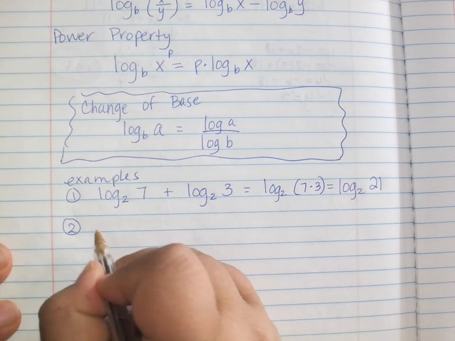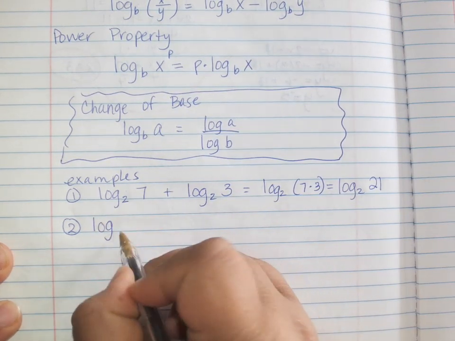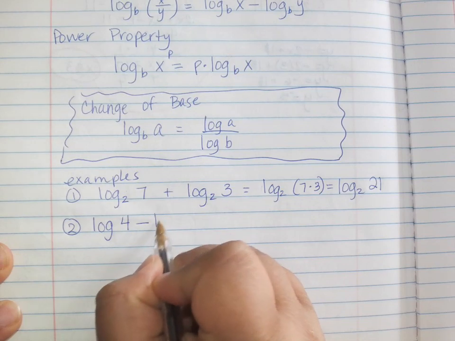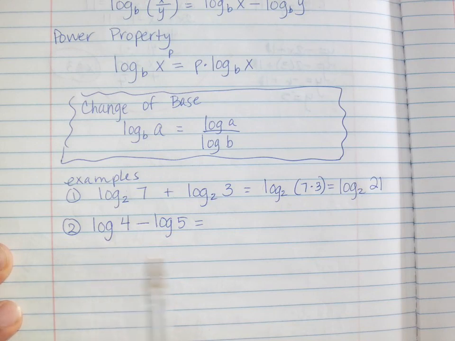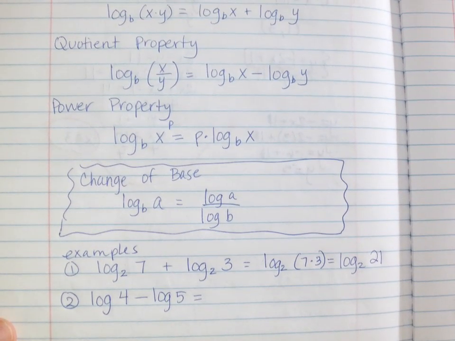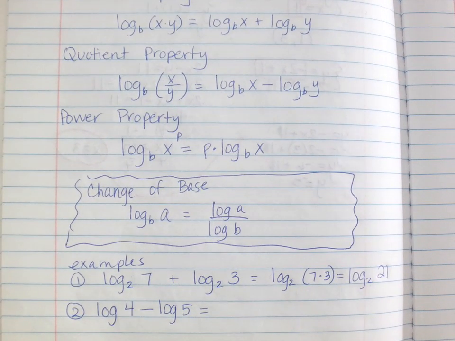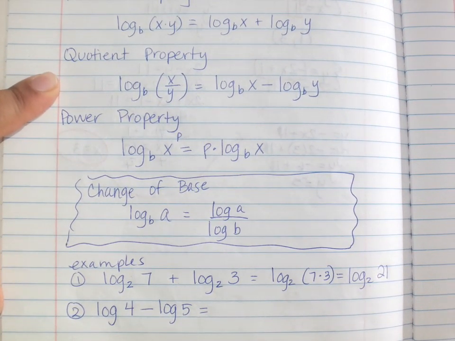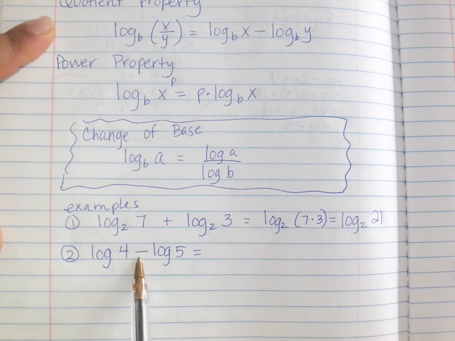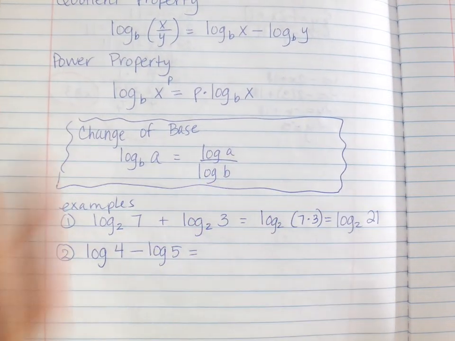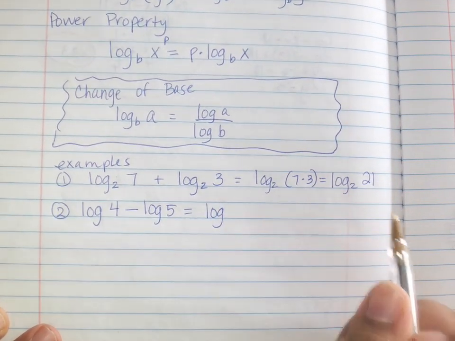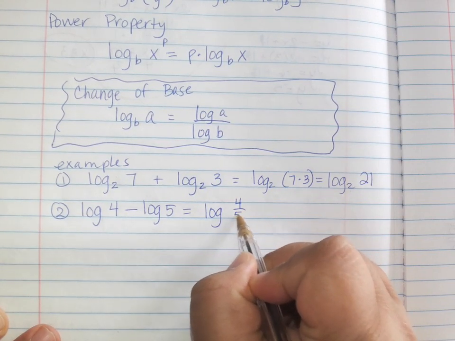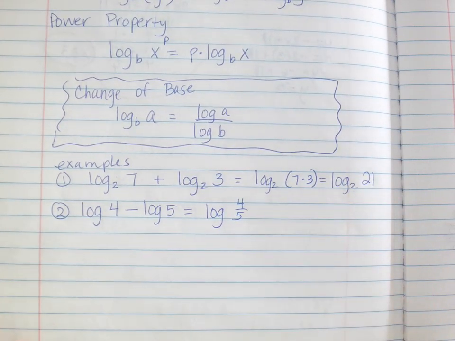Okay, if I have log 4 minus log 5, remember, I don't always have to have a base. If I don't have one, it's an invisible 10. This would go along with property, let's see, this one, quotient property. How do I know? Because I see a subtraction. So I can actually bring those together using division. So I would have log base 10 of 4 over 5.